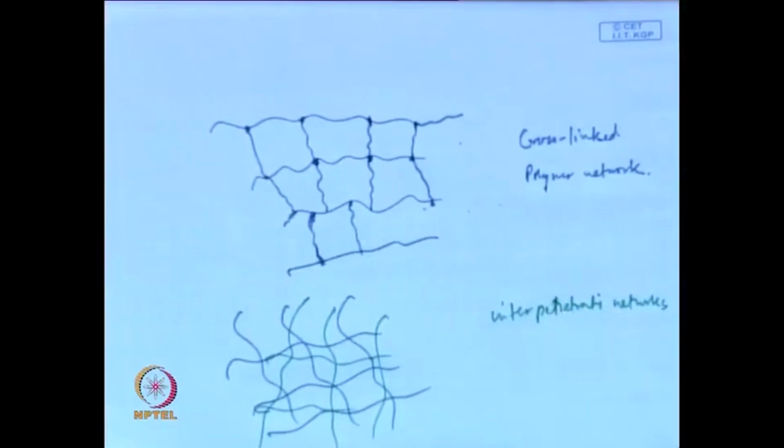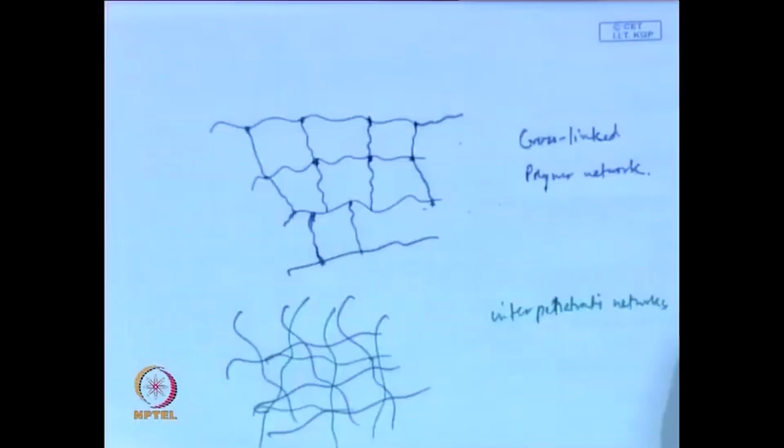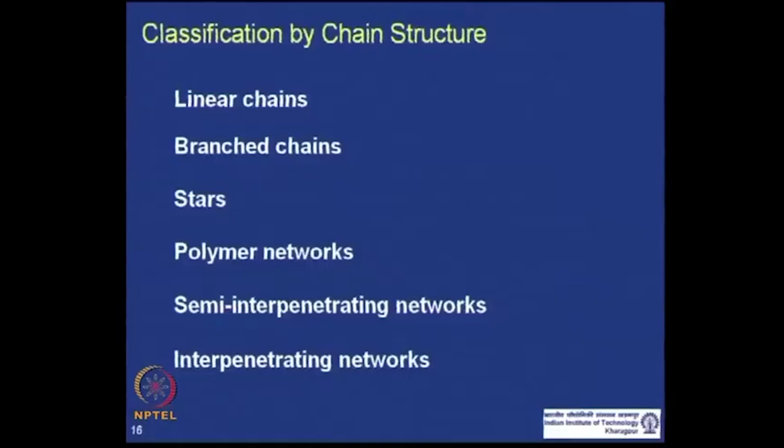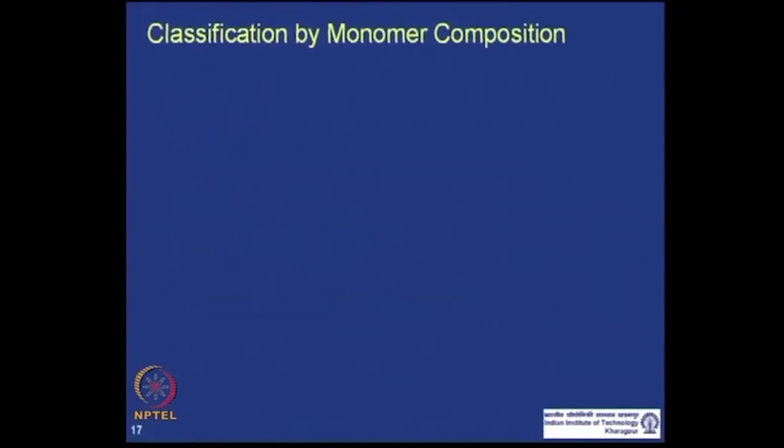and in another case you can have one network along with long chain linear polymers. In that case, we call that system a semi-interpenetrating network, where one of the constituents is a linear chain polymer, and the other one is a network polymer. And when two or more networks are intertwined with each other, then we call it an interpenetrating network.